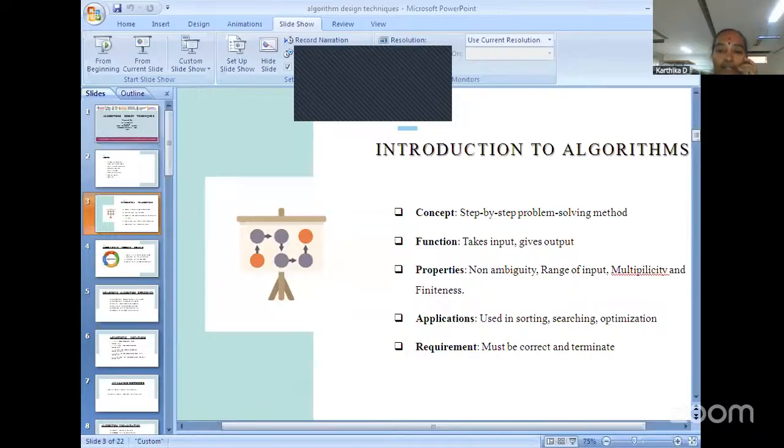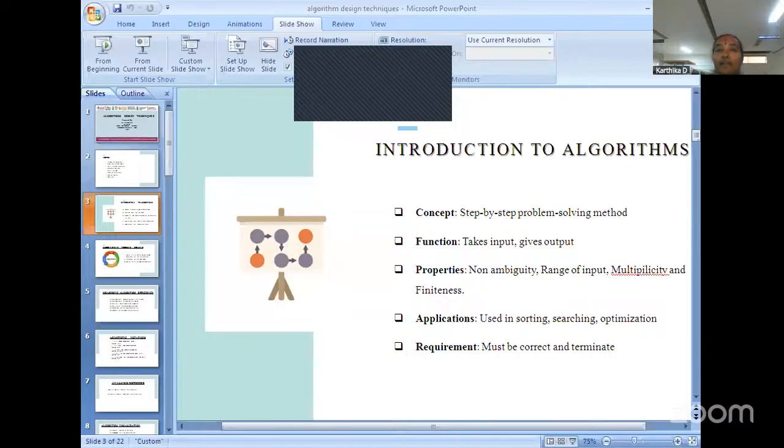Next, what are the properties of algorithms? Non-ambiguity, range of inputs. Non-ambiguity means clear instructions: the steps we are going to take to solve the problem must be clear and understandable. Next, range of input. For the example, we are assuming n equal to 5. That is the range of input. If the input range is not specified in the algorithm, it will run for an infinite time.